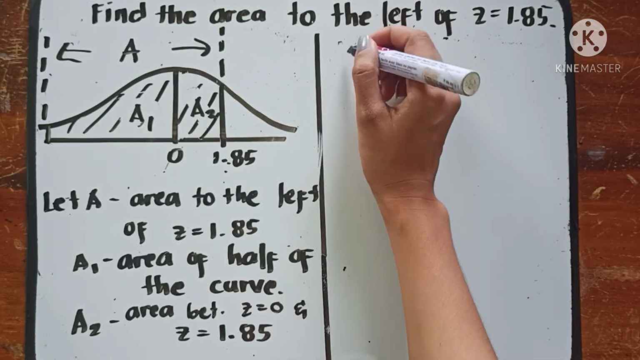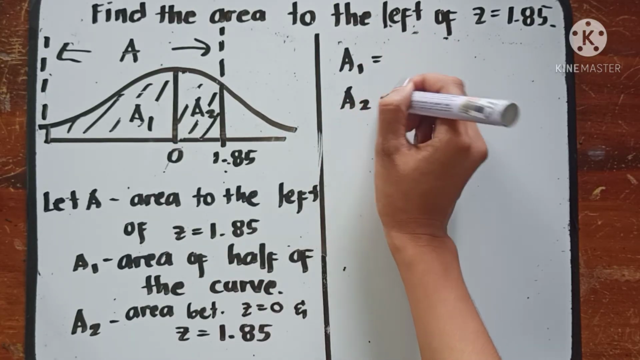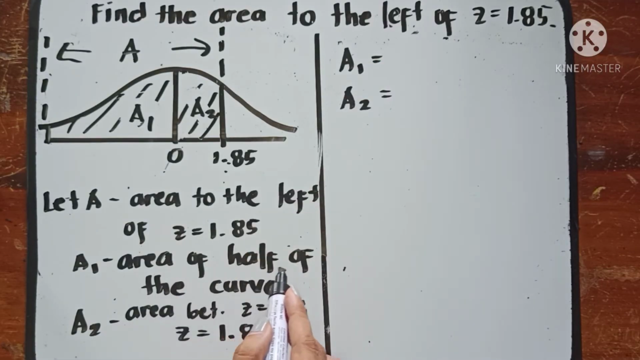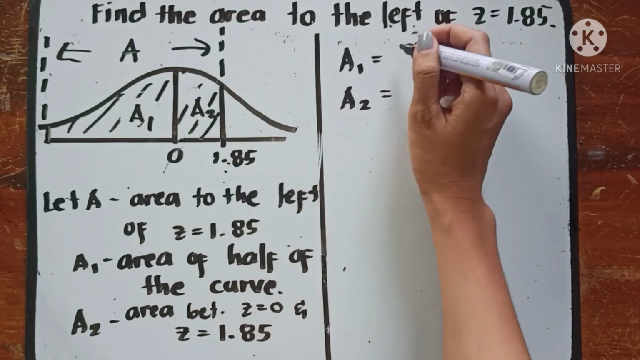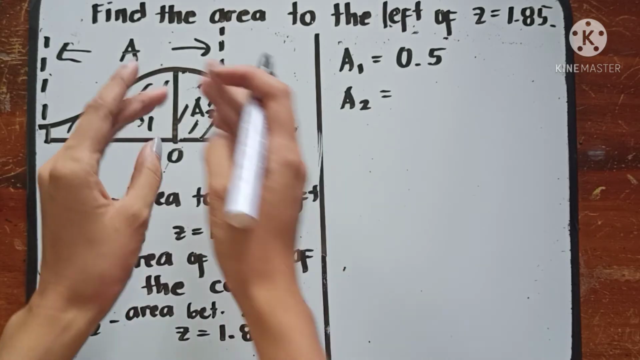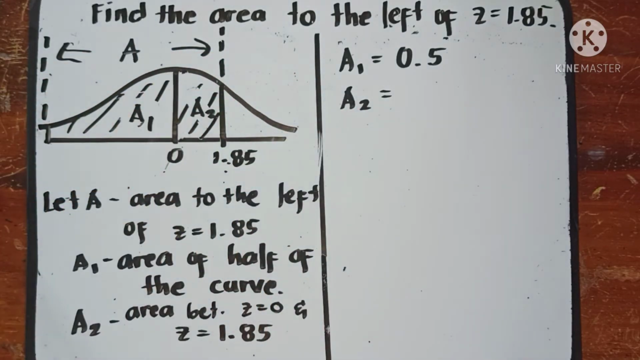Okay, so ano yung value ni a sub 1? From the table, a sub 1 and a sub 2. Yung a sub 1 natin, area of half of the curve. So again, ulitin ko lang, kapag meron tayong area ng half of the curve, that is automatic 0.5. Ang kalahati ng isang buong curve na to, which is equivalent to 1, so yung kalahati niyan is 0.5. How about our a sub 2? Ang a sub 2 natin is area between z is equal to 0 and z is equal to 1.85.